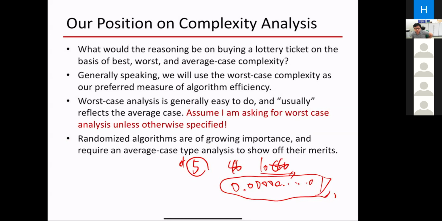Randomized algorithms are of growing importance and require average case time analysis to show off their methods. A randomized algorithm is like, you don't do everything, but you shuffle a couple of those and pick the best one. We're going to talk about this more.